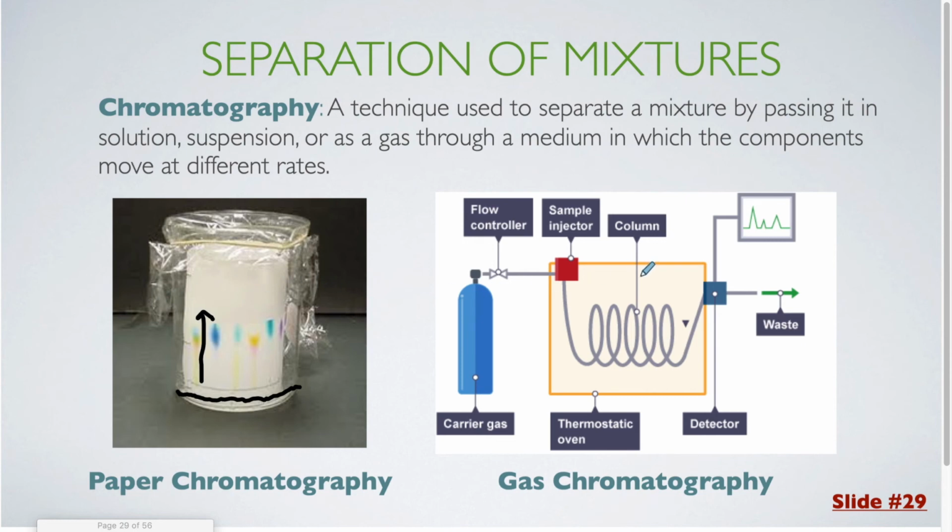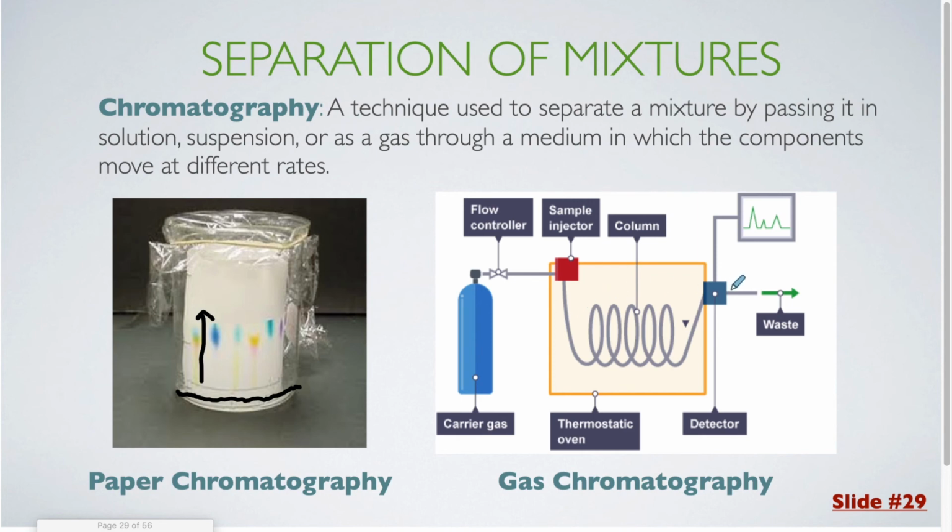Over here we have an example of gas chromatography. You have this machine with a sample injector. You inject it with your sample, and you have this carrier gas which is going to push it through this tubing. Depending on whether the parts of the sample are more attracted to the gas or the tubing, they're going to come out on the other side at different rates.